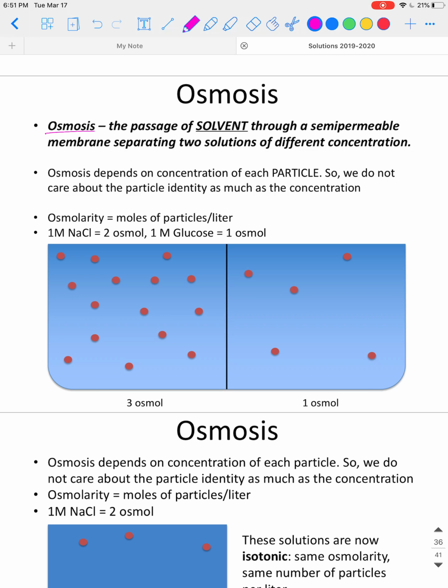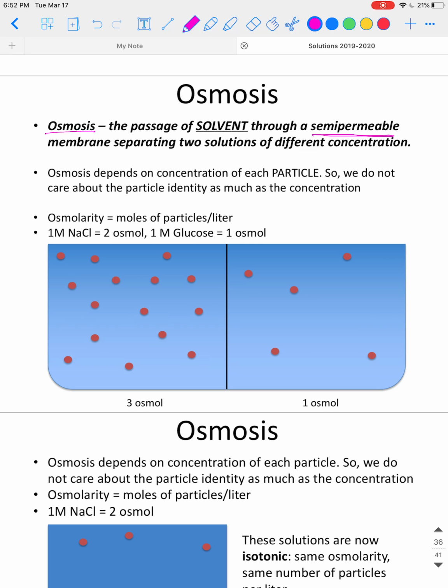So what is osmosis? The definition we're going to give you here is it's the passage of solvent. I have capitalized that and underlined it, because it is not the passage of solute particles, and that's what your mind is going to want to tell you. But it is the passage of solvent particles through a semi-permeable membrane.